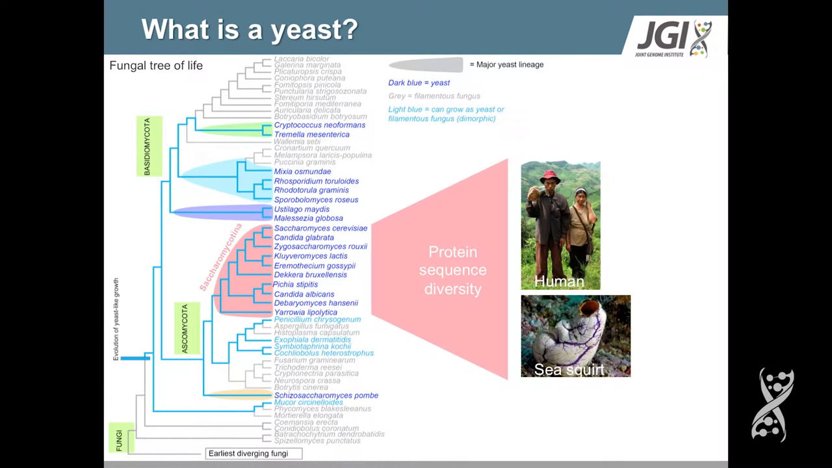And if we look at the protein sequence level, the amount of protein sequence diversity from the top to the bottom of this one clade of yeast, Saccharomycetina, which is home to Saccharomyces cerevisiae, is equivalent to the distance between human and sea squirt, an invertebrate animal. So there's really quite a lot of diversity within just a single clade of yeasts.